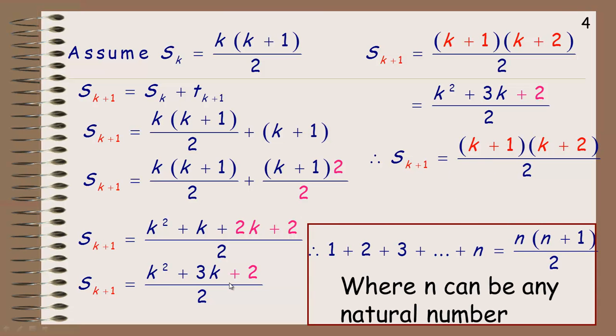So because it works for the k plus 1 term, as long as the assumption is correct, that means that this formula is true. The sum of the numbers from 1 to n is n times n plus 1 over 2. Where, of course, n can be any natural number.